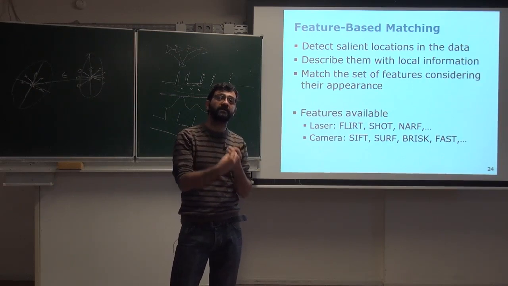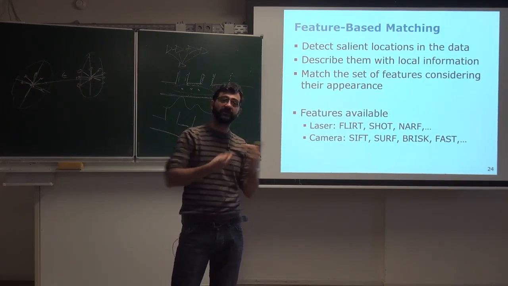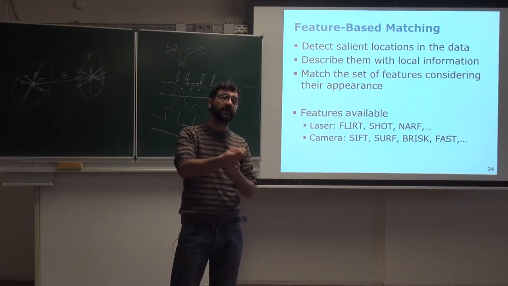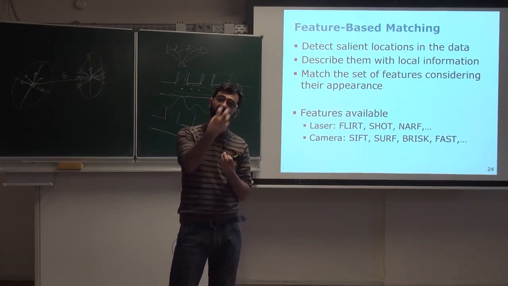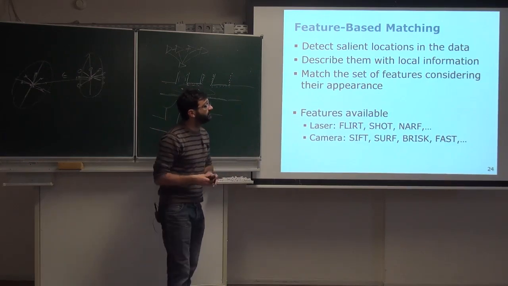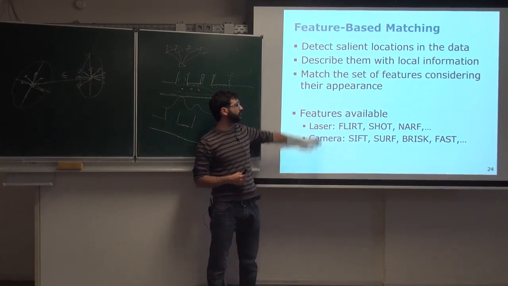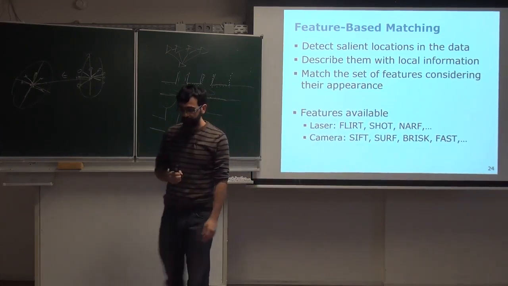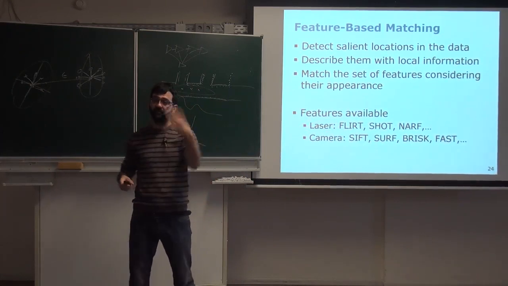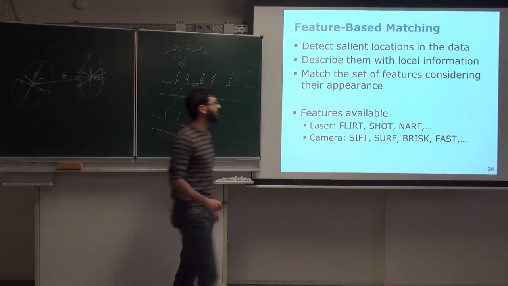Okay, so these associations are much better, more robust to initialization, because they do not depend on that, it just depends on the local appearance of the sensor data around that. There are very popular methods, and a lot of features have been developed over time, both for laser, 2D or 3D laser, and for camera. So here is just a list of them.